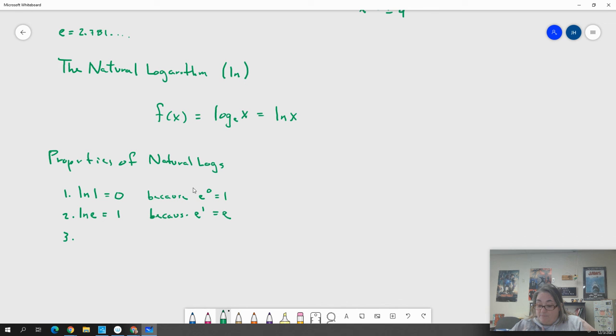Number 3, ln of e raised to some power, ln of e to the x, equals x. So that's what I was just saying. If I have an e to the x and I want to know what that power is, all I have to do is apply the natural log and it just equals the power, which is nice. And the opposite of that is e raised to the ln of x equals x. That is our inverse. These two are inverse functions.